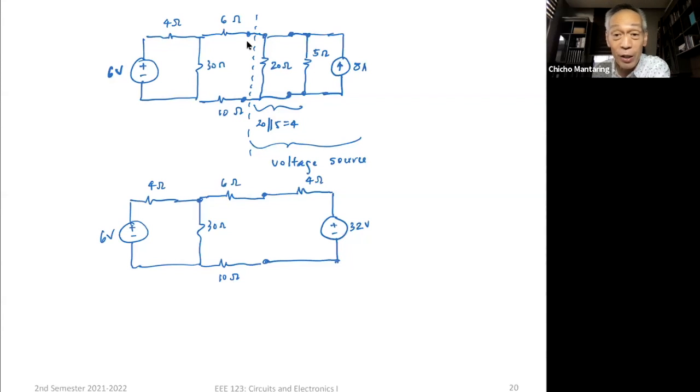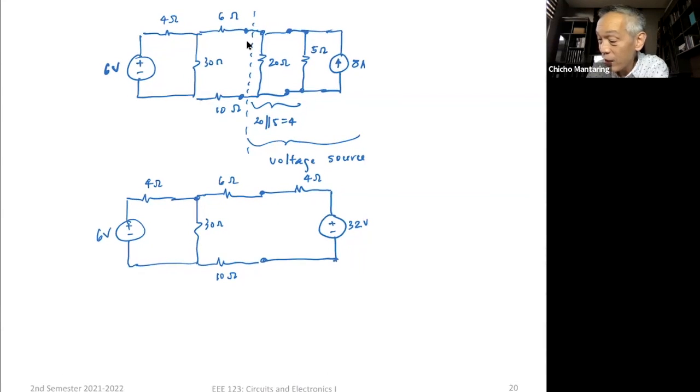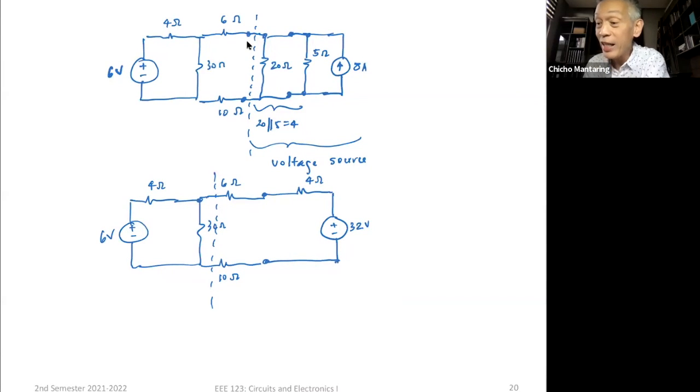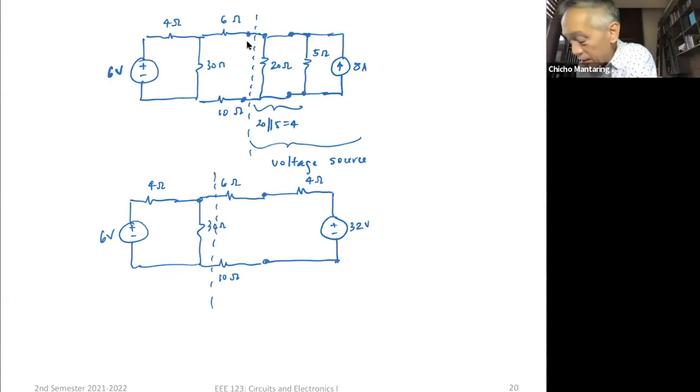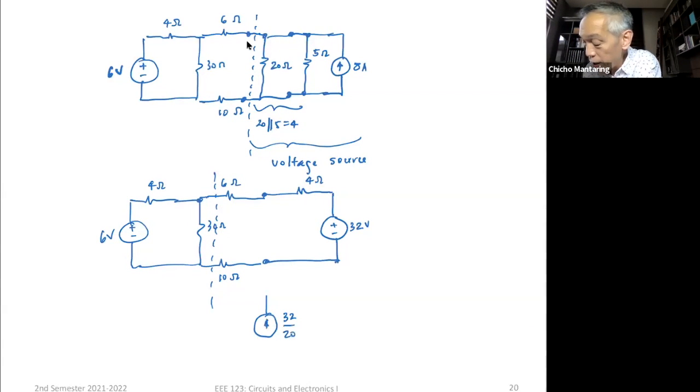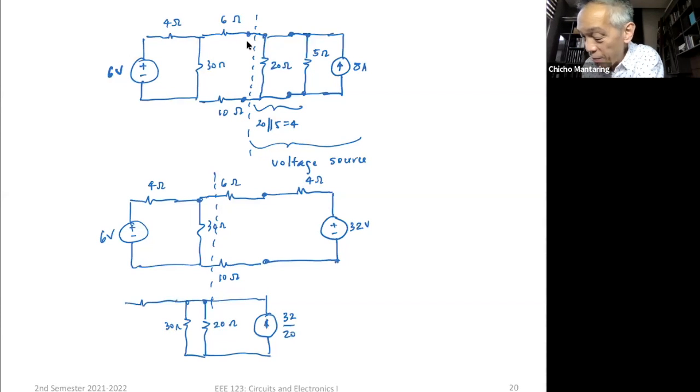Okay? Which I can now convert to a current source, no? So ito ngayon, I can convert this to a current source. What is that current source? I have 32 divided by 20. Okay. So meron akong current source, 32 divided by 20. Okay. And then I have 6 plus 4, 10 plus 10, 20. And nakaparallel ngayon to sa 30 ohms. And then here I have my 4 ohms. Then here I have my 6 volts.